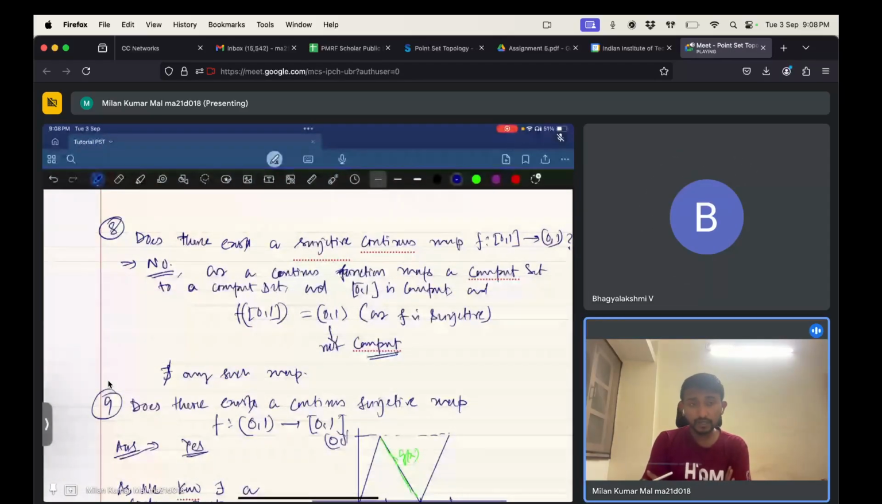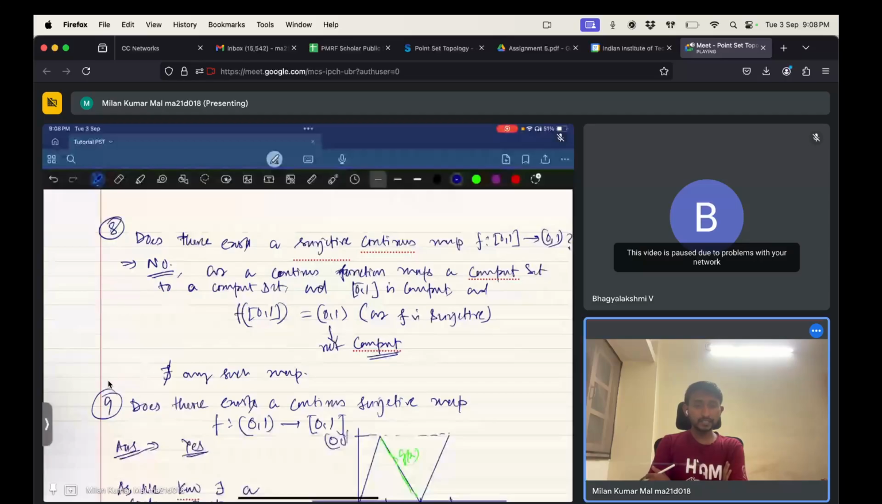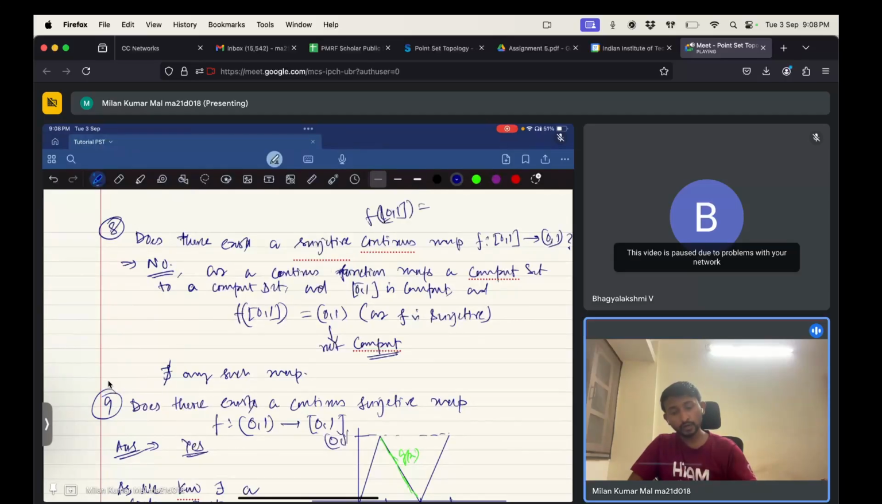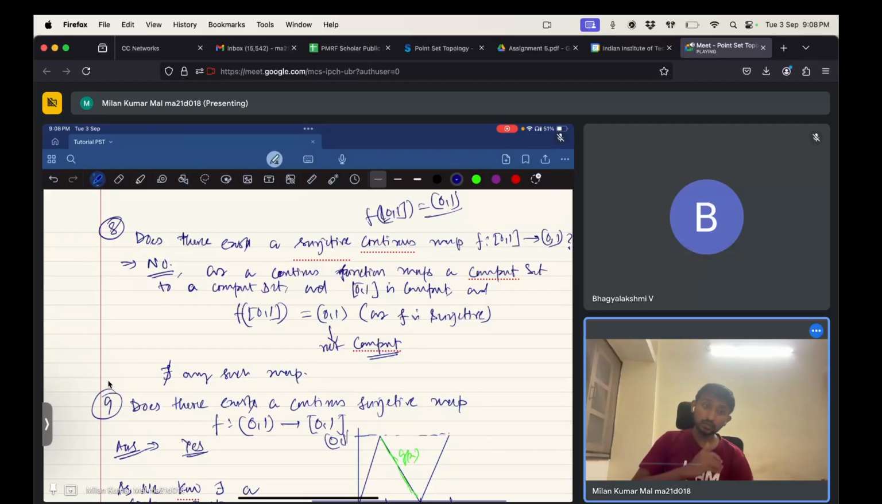There is a theorem: a continuous function maps a compact set to a compact set, right? Now as it is surjective, what is the image of this closed interval 0, 1? This will be open interval 0, 1, because F is surjective. But F is continuous, so F should map a compact set to a compact set. But open interval 0, 1 is not compact. Why is this not compact? Because that is not closed.